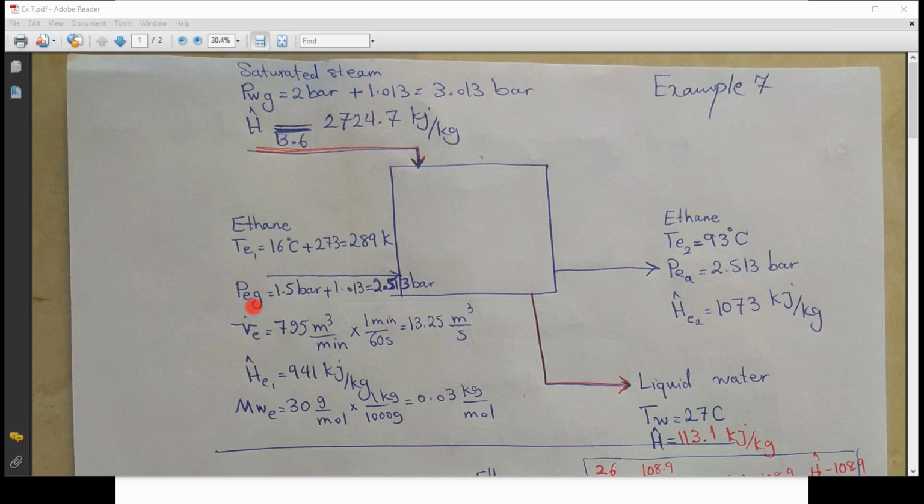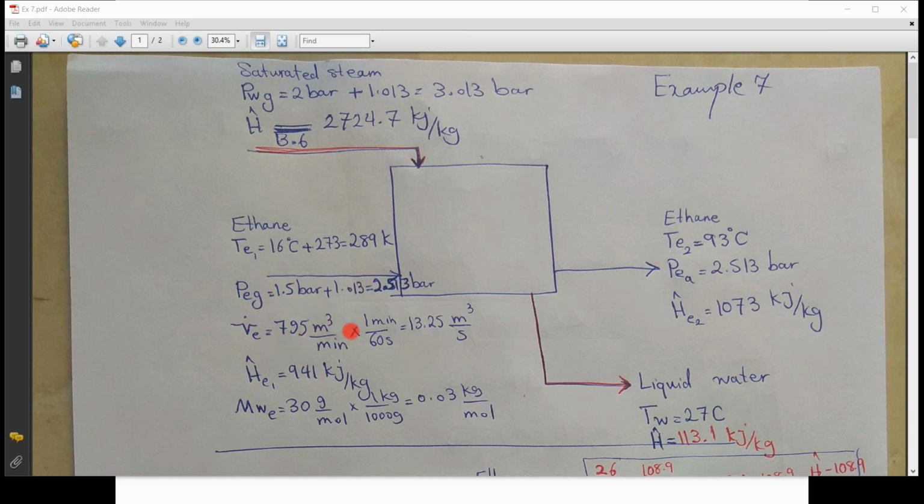You have to convert all the gauge pressure to absolute pressure. You know how to calculate absolute pressure. To calculate absolute pressure, you add the atmospheric pressure, that is this value, to the gauge pressure. So you will have absolute pressure by this conversion, right?